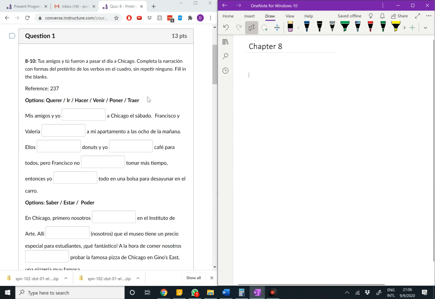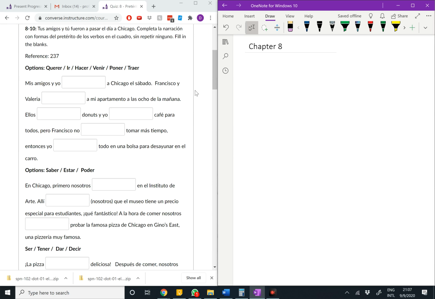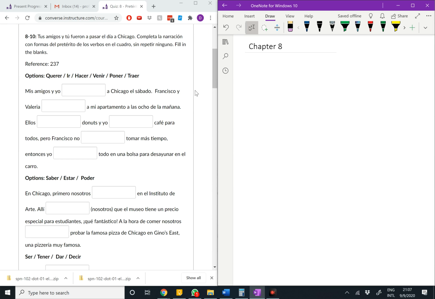8-10. Another section on the pretérito. I know. So here we want to look at it logically and eliminate our options one by one. For example, mis amigos y yo blank a Chicago el sábado. What will probably work there? We did what to Chicago? We went to Chicago. So mis amigos y yo is the form of nosotros. Nosotros fuimos a Chicago.